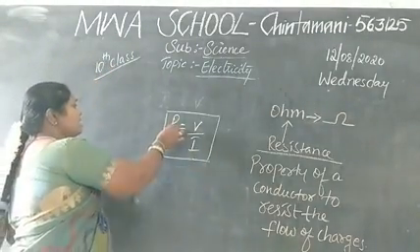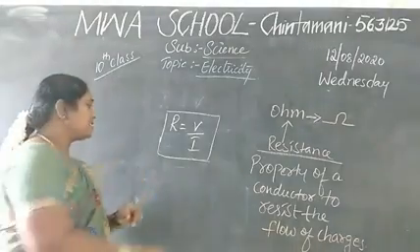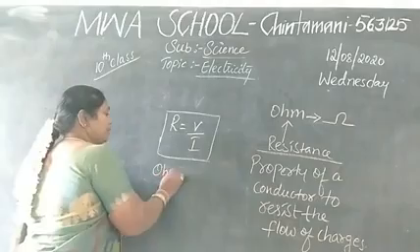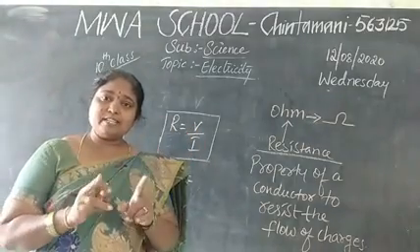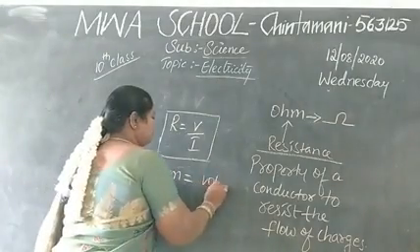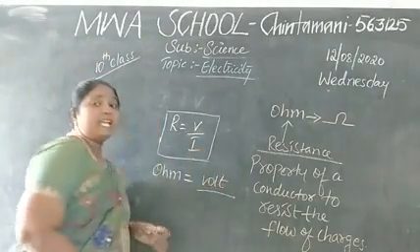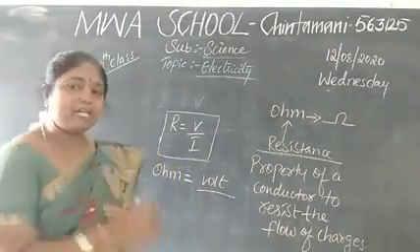Here R means resistance. What are the units of resistance? It's the ohm. V means potential difference. What is the unit for potential difference? It's the volt. Then I is nothing but current. What are the units of current? It's the ampere.